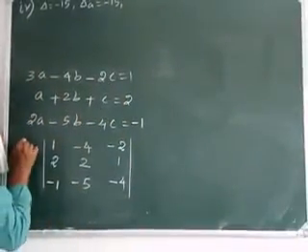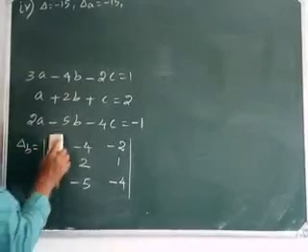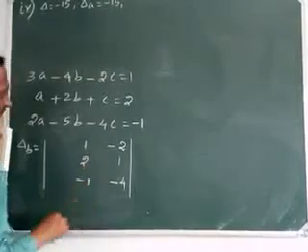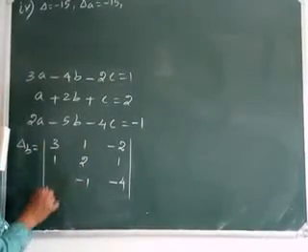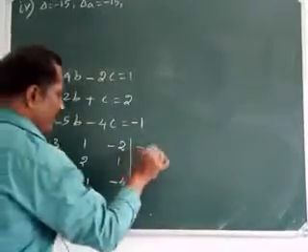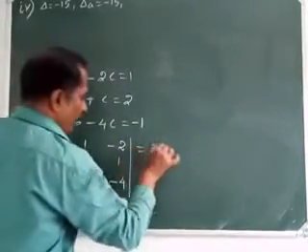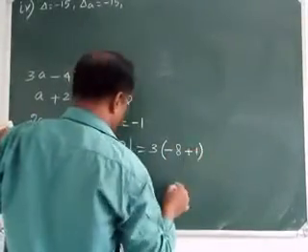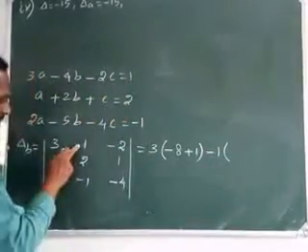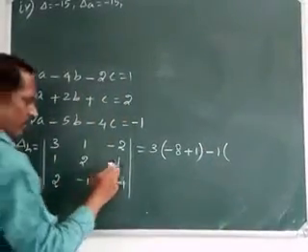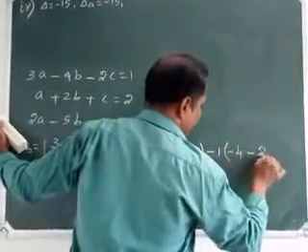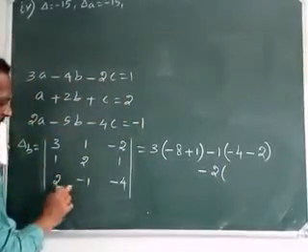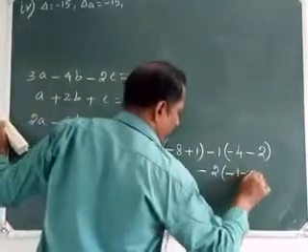delta B. Delta B means you have to replace the second column by 1, 2, minus 1. The first column and the last column have the same elements as in delta. So the 3 into minus 8 minus 1 is coming, you write plus 1, and then minus 1 into minus 4 plus 2 is coming, you write minus 2, minus 4 minus 2, and then minus 2 into minus 1 plus 4 is coming, you write minus 4.